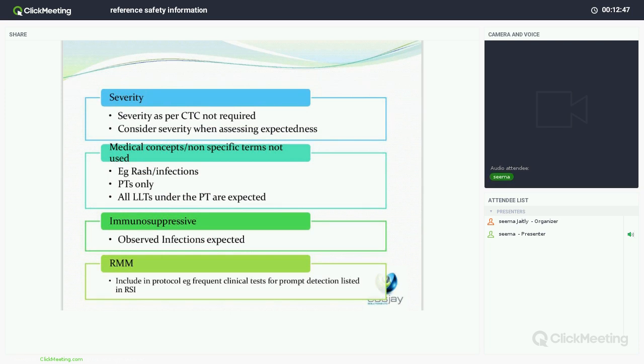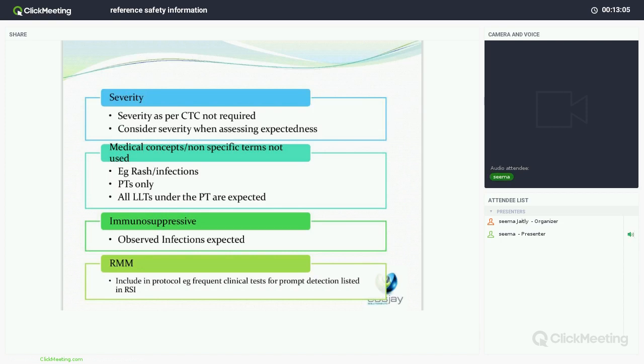Severity is not actually required per se. I mean, certainly per CTC requirements, that wouldn't be included within the RSI, but you do need to consider severity when you are assessing expectedness of any serious adverse reactions that have been seen.